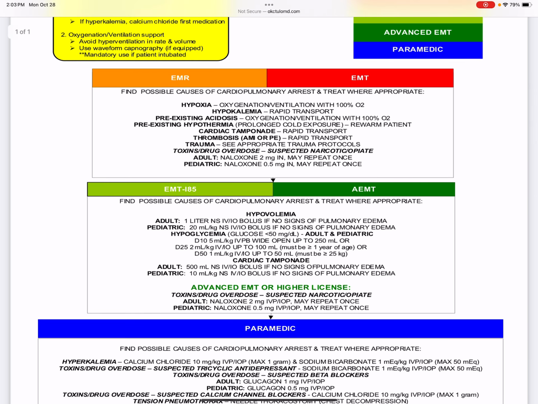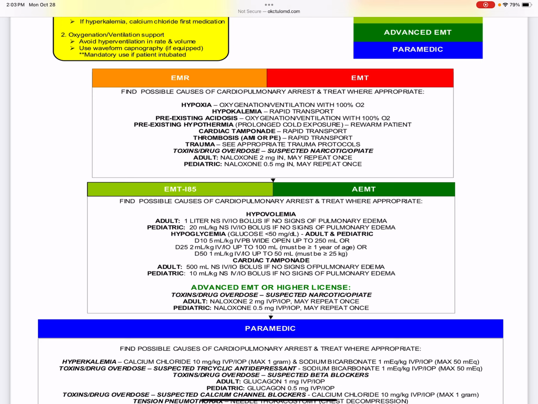So you start up here on the EMR EMT box, sorry. Find possible causes for cardiopulmonary arrest and treat where appropriate. This is the H's and T's we will talk about, that you learned in school. Your hypoxia: oxygenation, ventilation with 100% O2. Hypokalemia, for this level of licensure, is going to be rapid transport. Your pre-existing acidosis: oxygenation, ventilation, 100% O2.